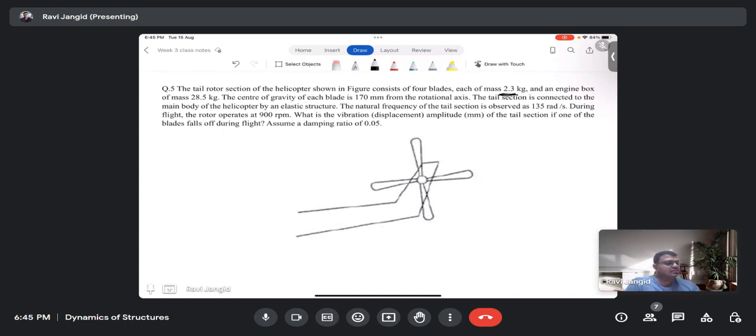Okay, we get the mass and eccentricity and the frequency of the blades. Yes, rotational, you have everything. This is the problem for the unbalanced rotational mass, each rotating unbalanced mass, then the engine box.